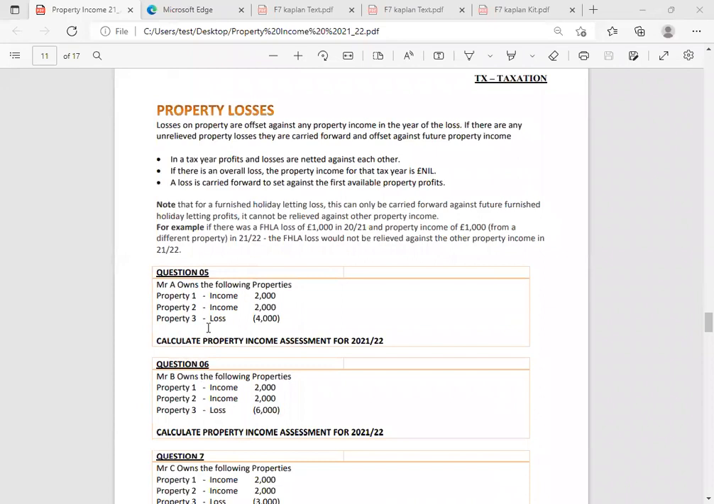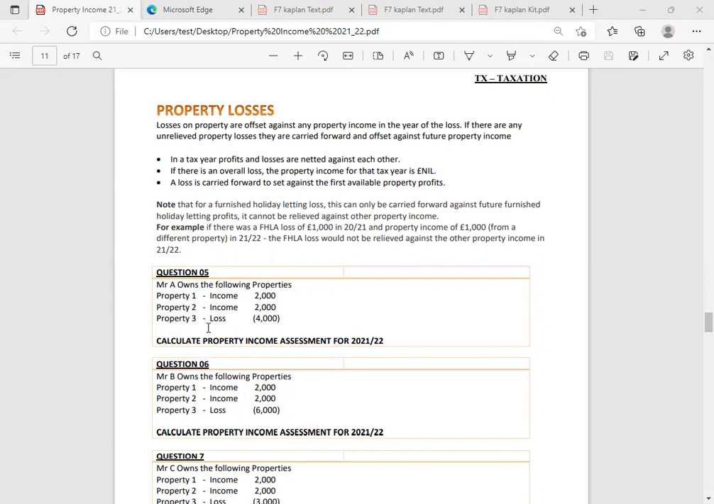Now, after taking care of all these questions, we know that property income less allowed expenses gives us an income or loss. If the answer is positive, it is property income, and property income falls under the heading of non-savings in the main format, and it will be taxed at a rate of 20, 40 or 45%, which are the tax rates for non-savings as per the banding system. But if there is a loss in property, what should we do?